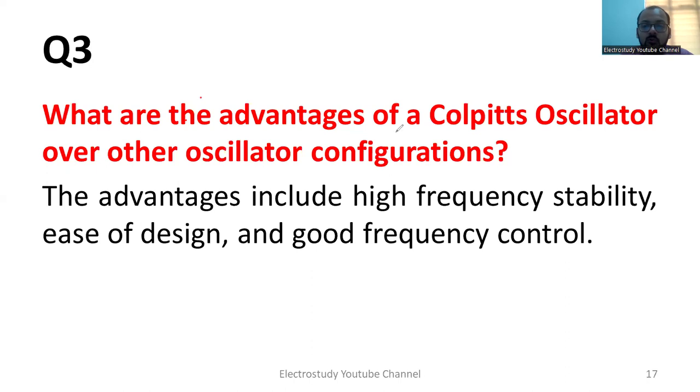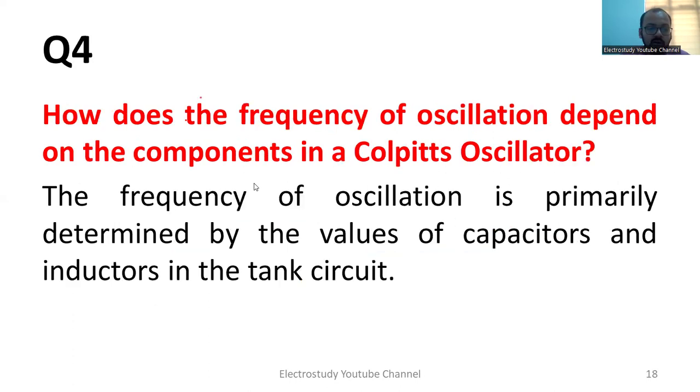What are the advantages of Colpitts oscillators over other oscillator configurations? The merits include high frequency stability. That's a plus point. The design is also not that complicated. Use the formula; you might remember the formula. And a good frequency response. These are the major advantages of the Colpitts oscillator configuration.